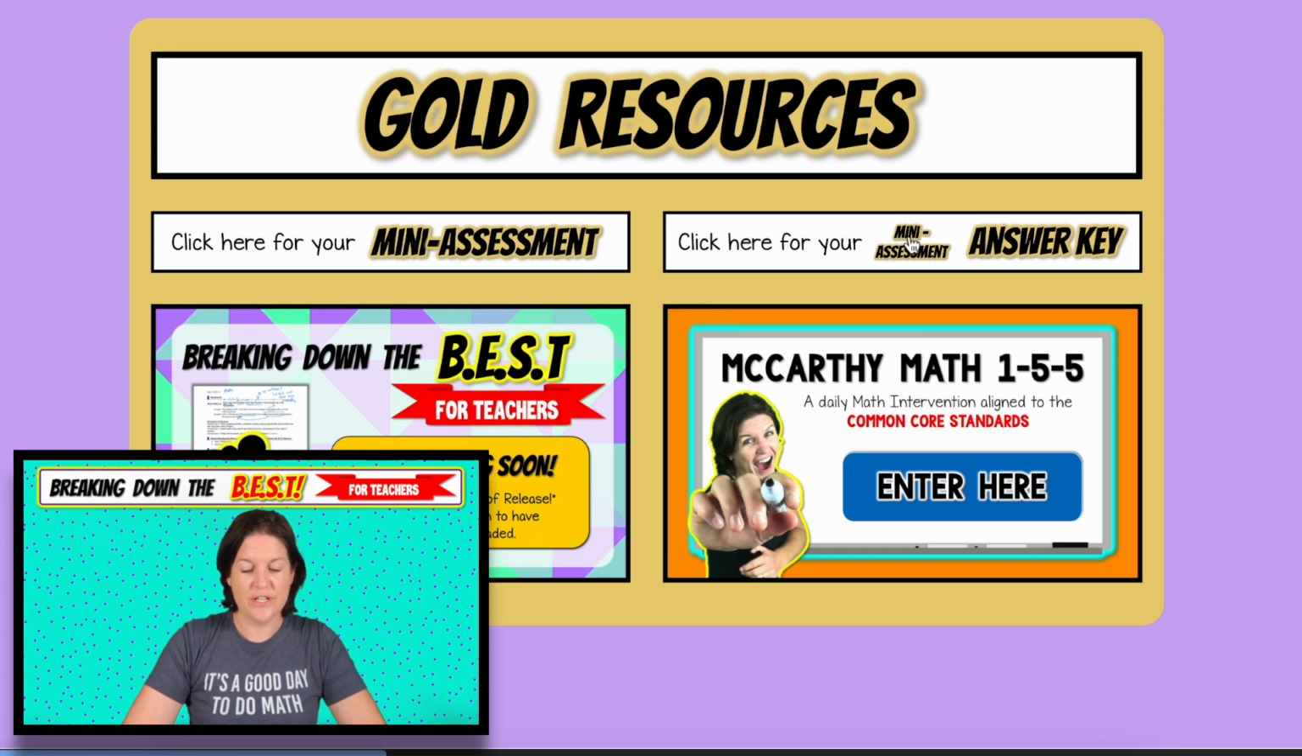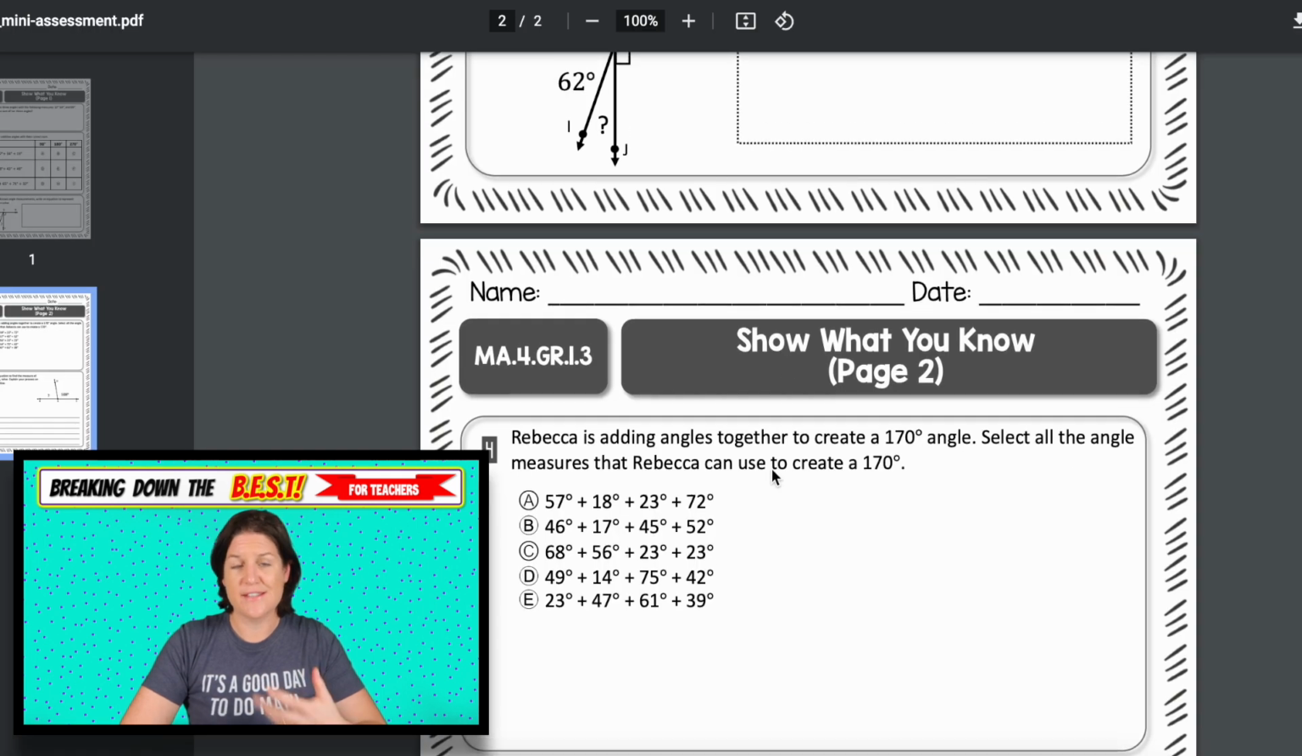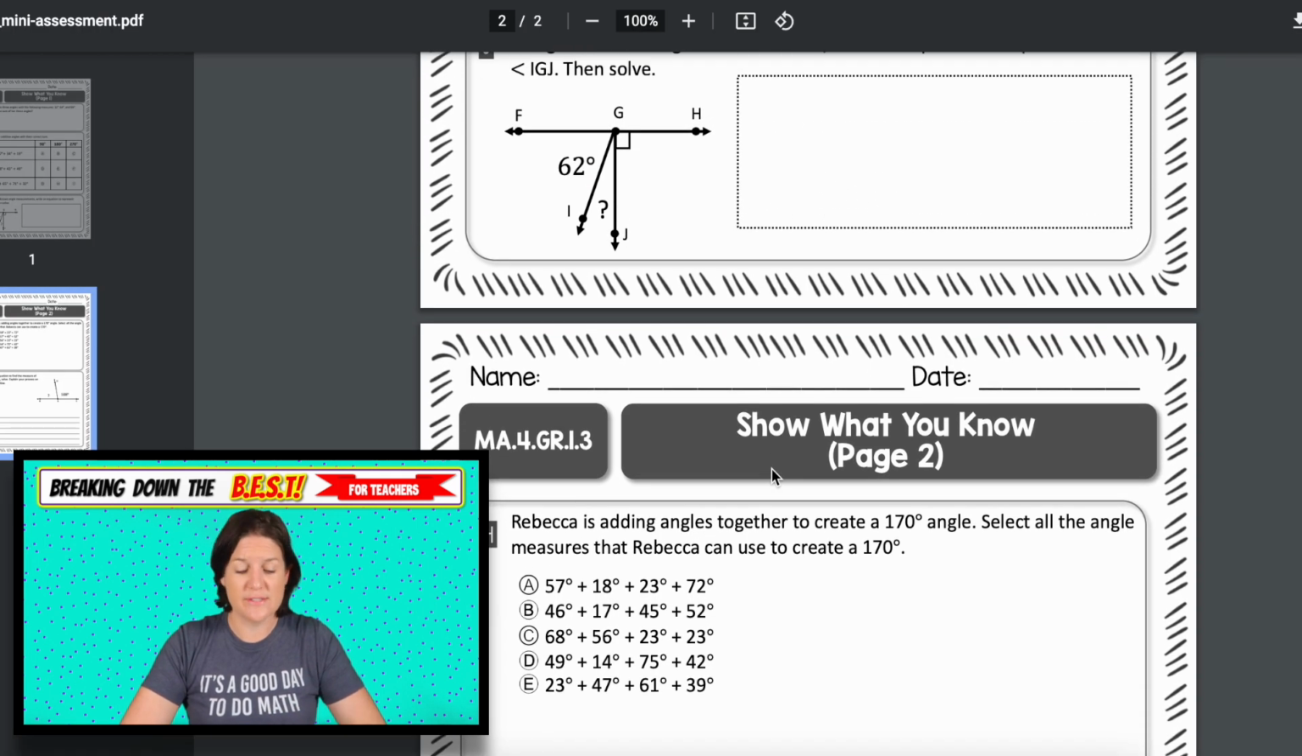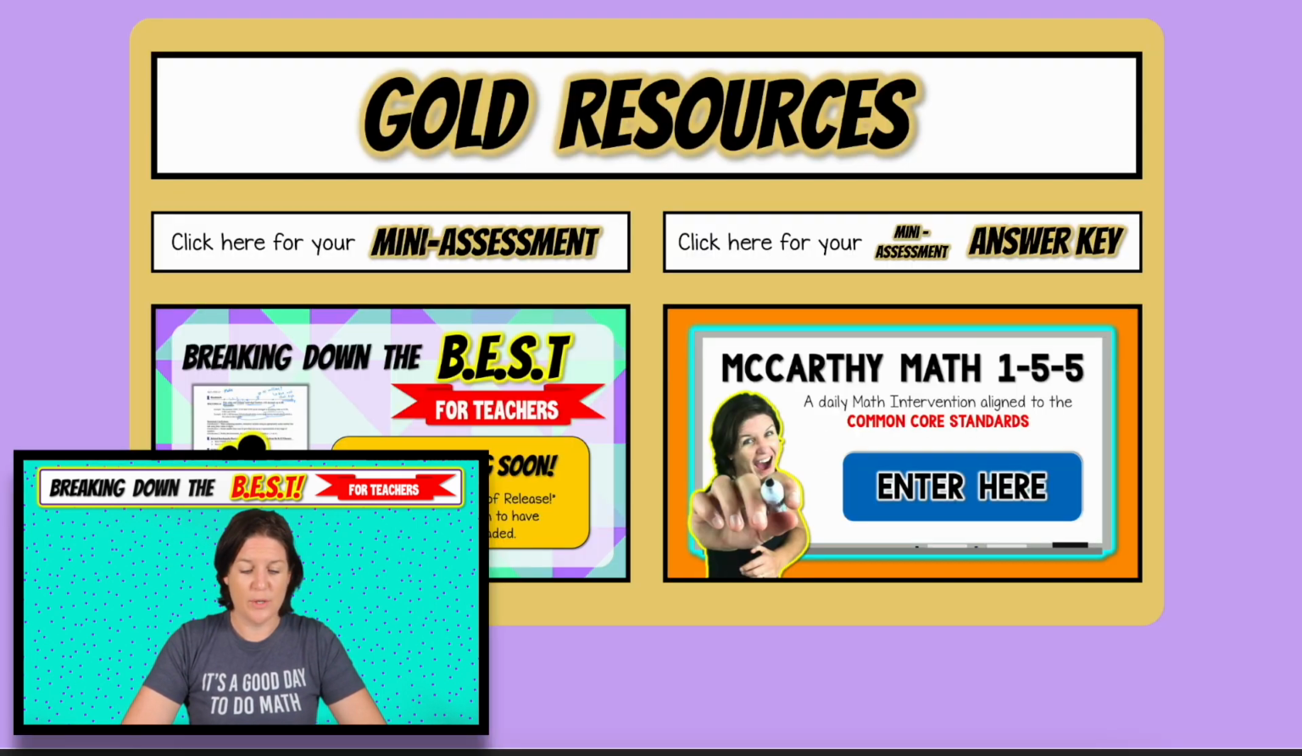You also have an answer key right there with the answers to the questions. And you can use this mini assessment as extra practice. If you do not want to use it as a test, that's fine. Use it however you see fit.